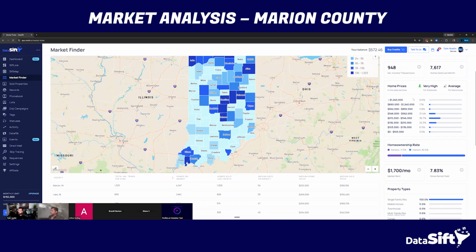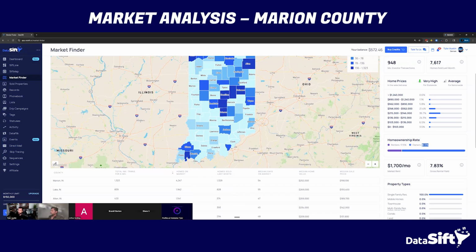And so 263, ownership rate is still 82%. That means it's a great flipping market, but there's only going to be pockets that are for buy and holds.